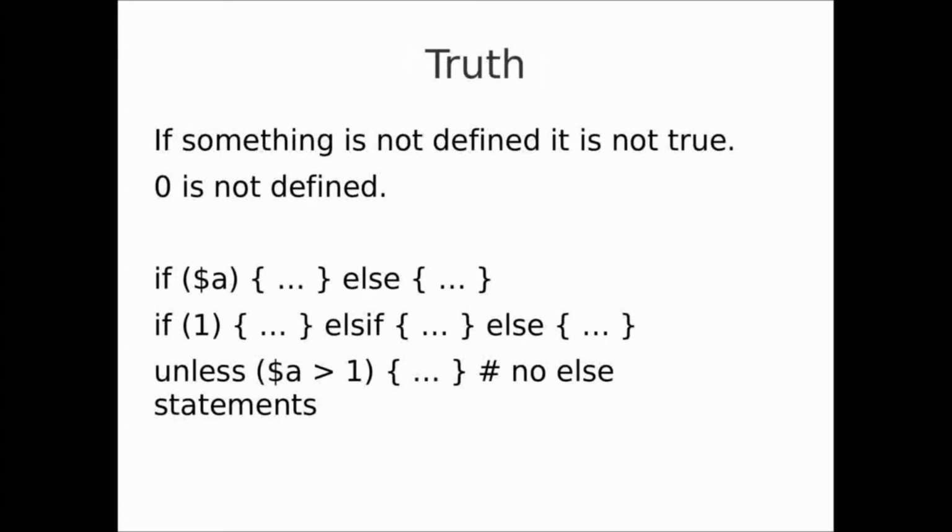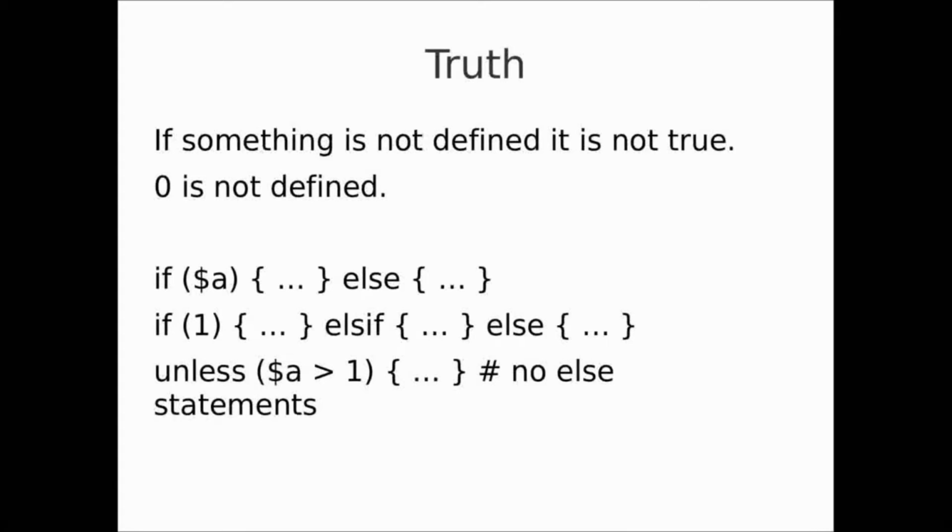Let's change tacks a little bit and talk about truth for a second. So if something's not defined, it's not true. And 0 is not defined. So what that means is that 0 is not true. If I have something where the value is 0 and I say if this thing is true, like if $A, else do something else, if $A is 0, that's not true, that command won't complete. 1 is defined, 1 is true. 0.01 is defined, 0.01 is true.